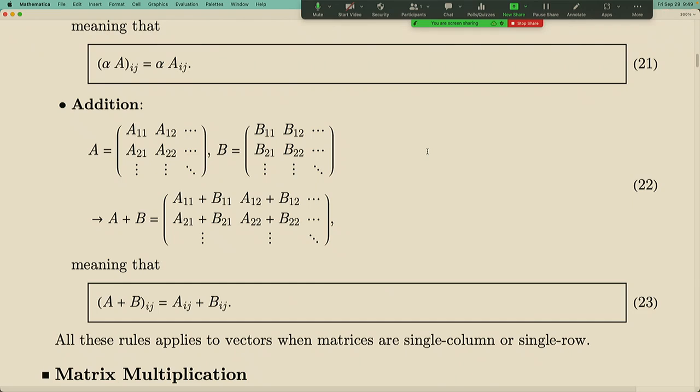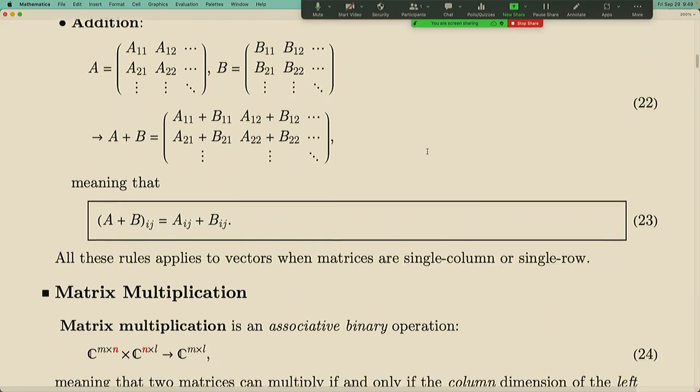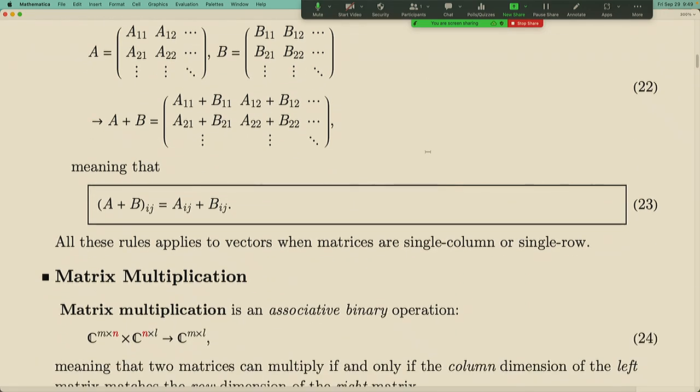So scalar multiplication and addition are simple operations. They are all happening on the element-wise level, basically. So all these rules apply to vectors as well, either to column vectors or to row vectors, because vectors are also matrices.